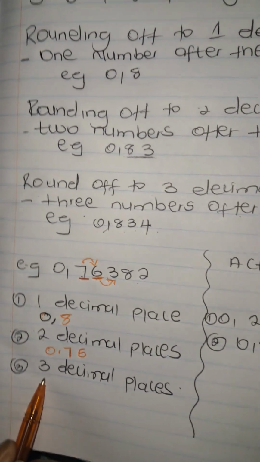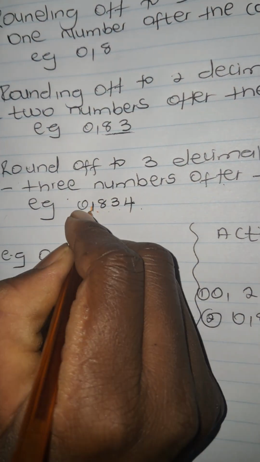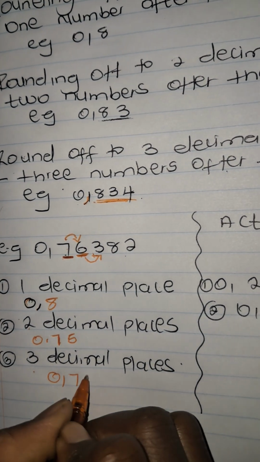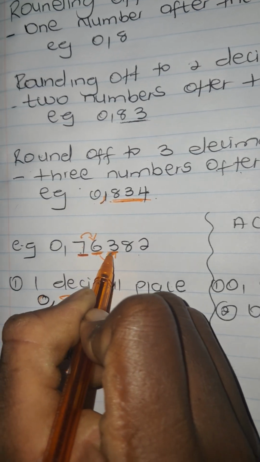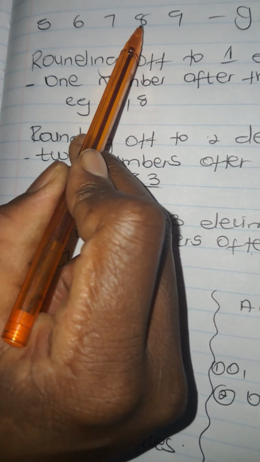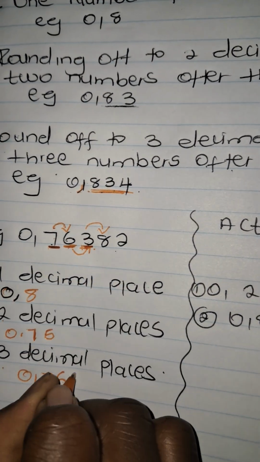Okay, next, 3 decimal places. What do I know? I'm going to write 3 numbers after the comma. So you have 0.76. Now my focus number is 3. I check the number after 3. The number after 3 is 8, which is in group 2. Therefore, my 3 becomes 4.